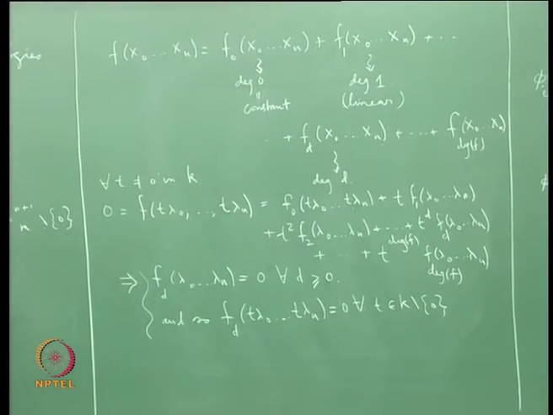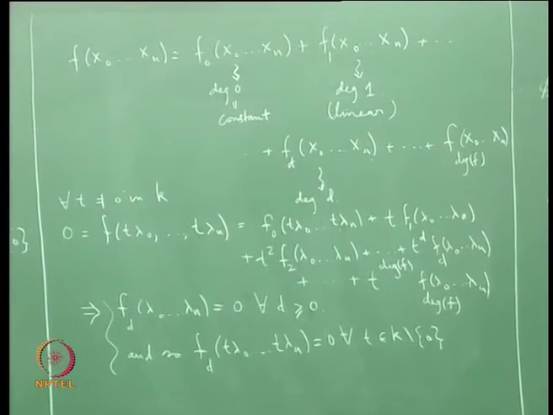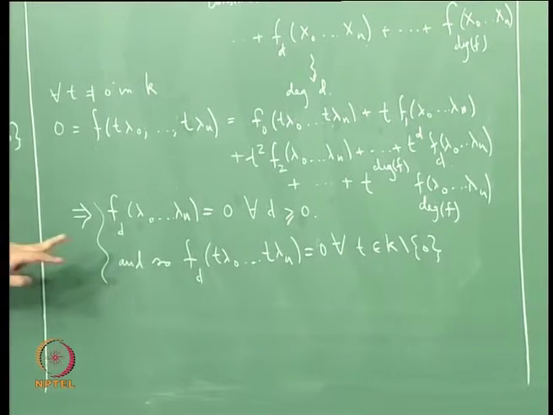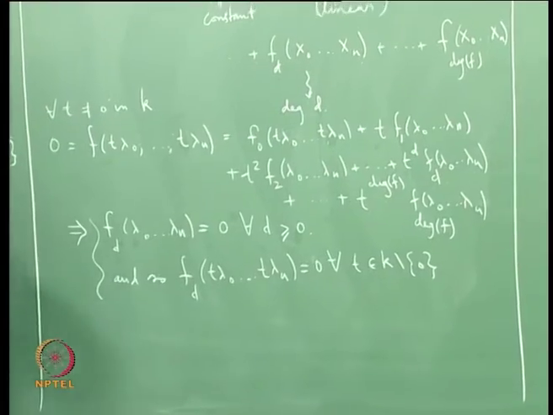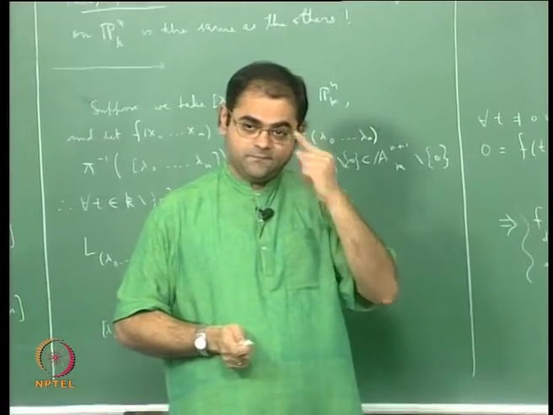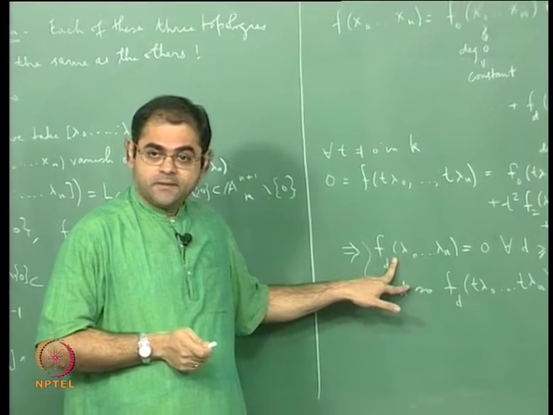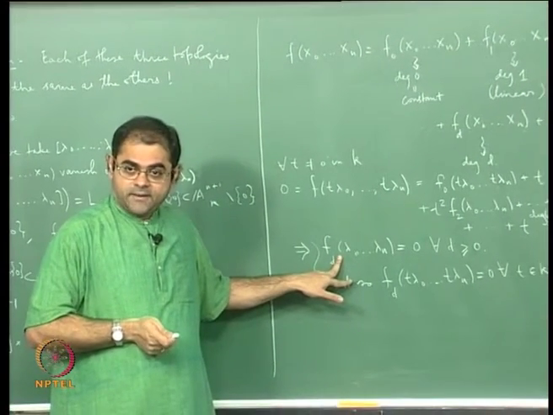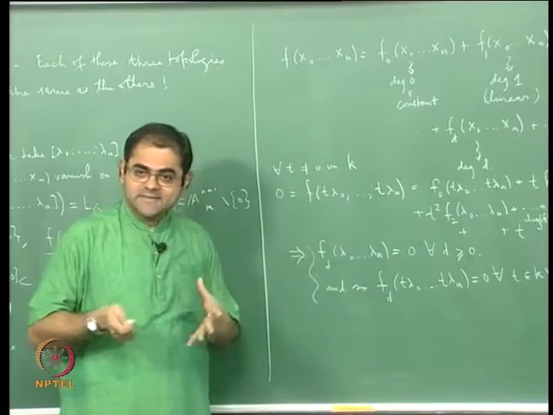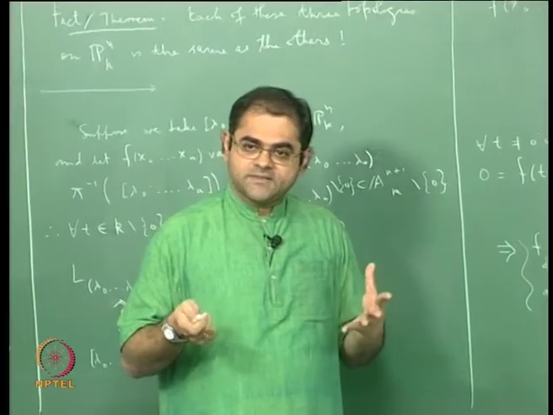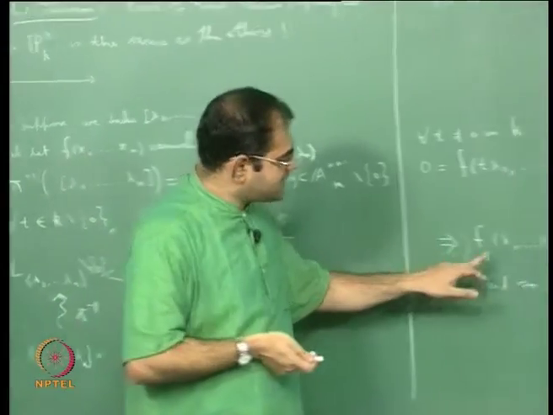What I am trying to say is that if a polynomial vanishes on a line, then each of its homogeneous components also vanishes on that line. Each of its homogeneous components also vanishes on that line. That is what I am trying to say, and this is the key to defining a homogeneous ideal. All right, and why is this true?